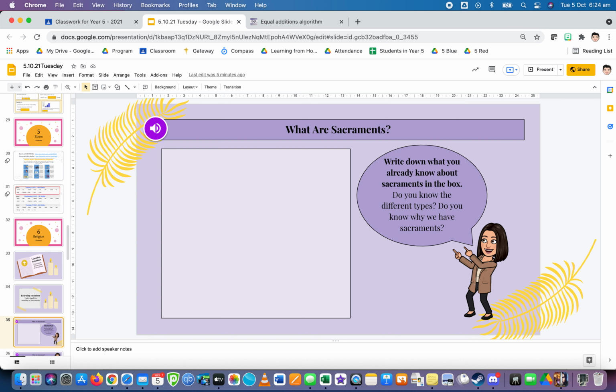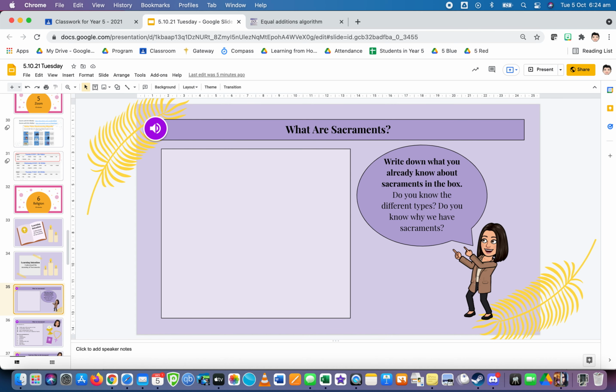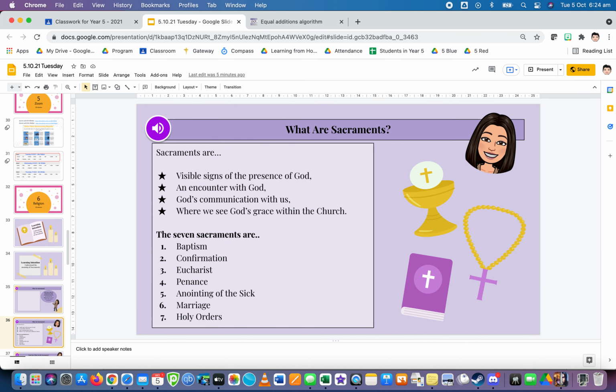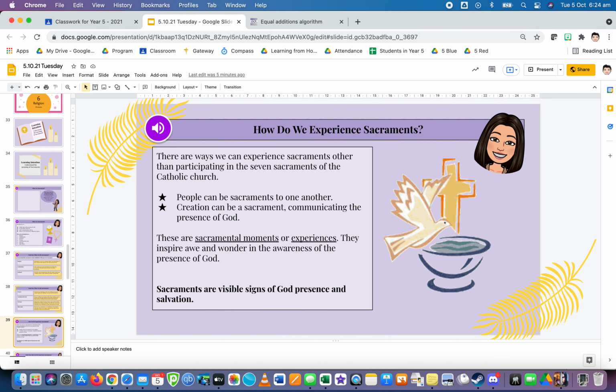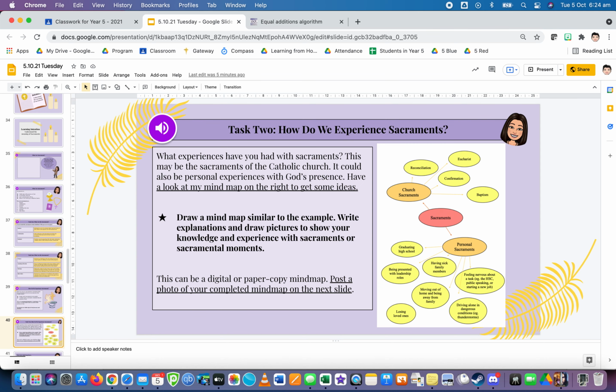Alright, religion, about the sacraments, write down what you already know about sacraments in the box. Okay. Oh, well, there's a nice little hint. There's 7 of them. Okay. And about each of 7, how do we experience sacraments? Okay, have a look, read through.